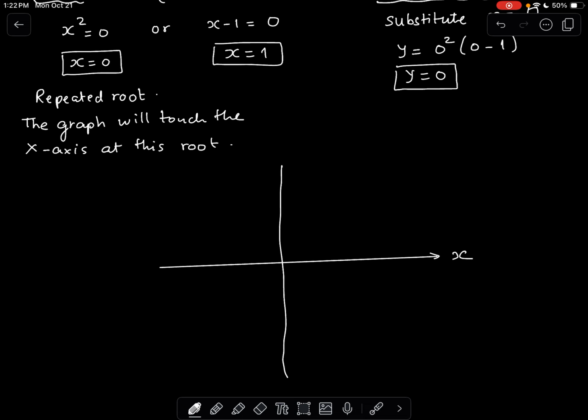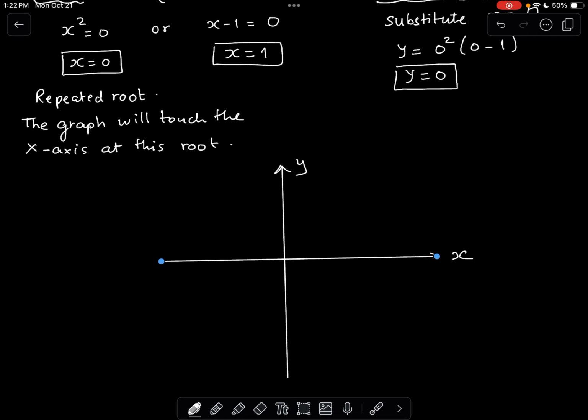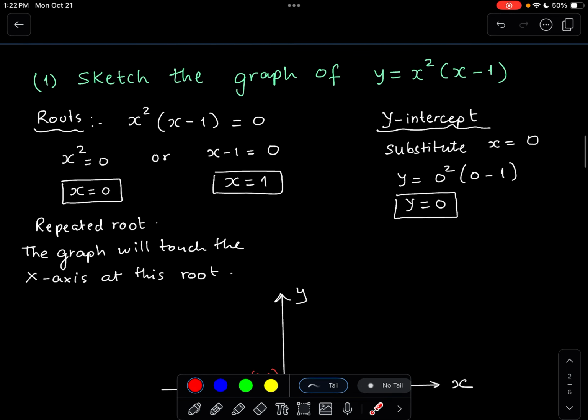X-axis and y-axis. Remember to label your axis. And then we are having 0. Let's mark that point. And 1. This is 0, 0. Identify the shape of the graph.